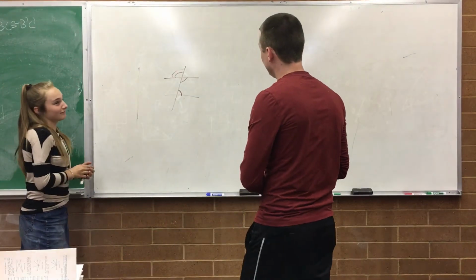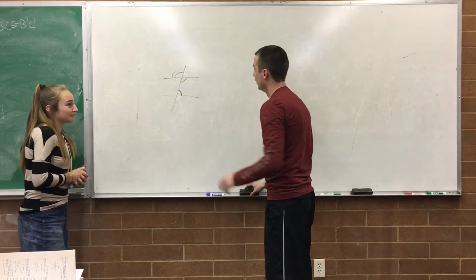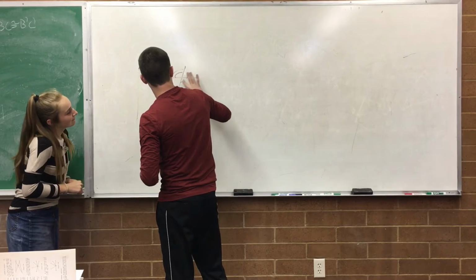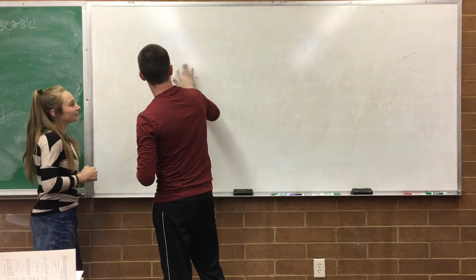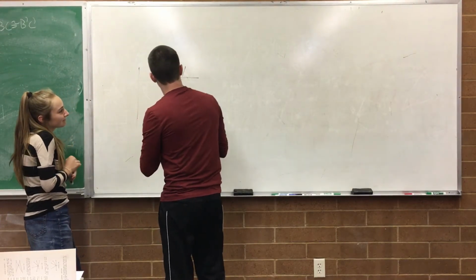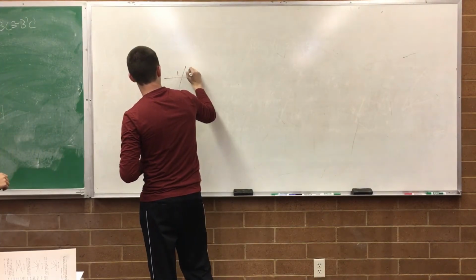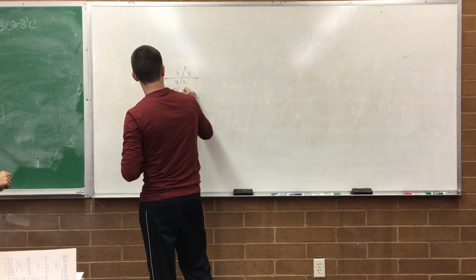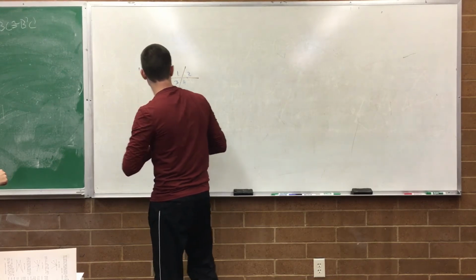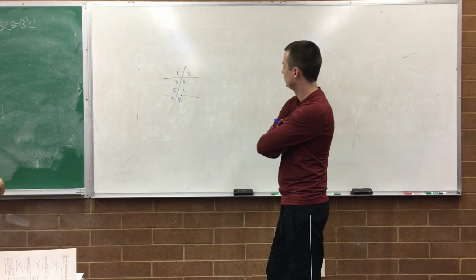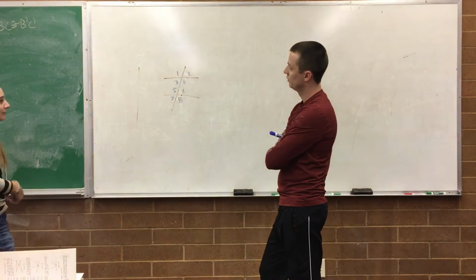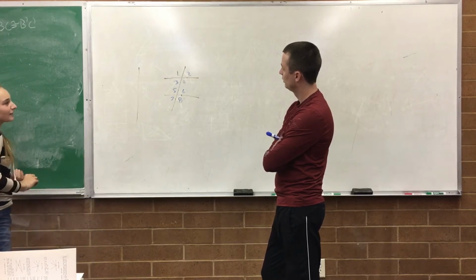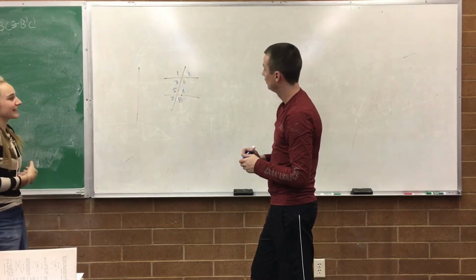What are alternate exterior angles? Let's start with alternate angles. So let's go back and just put numbers here. So we've got 1, 2, 3, 4, 5, 6, 7, 8. Which angles are alternate angles? Give me an example of alternate angles. 8 and 1. I mean 8 and 2. I mean 6 and 2.